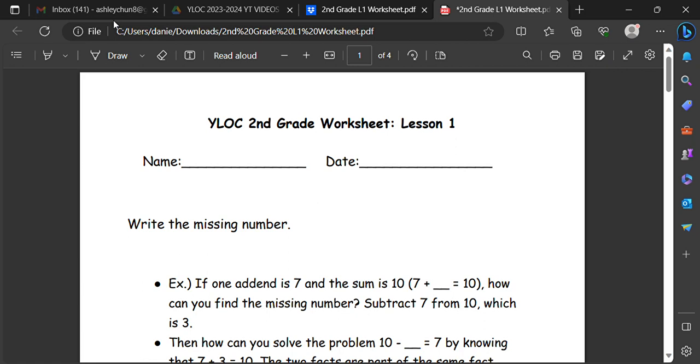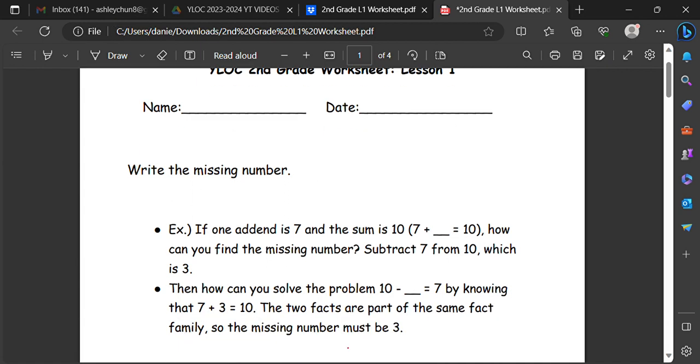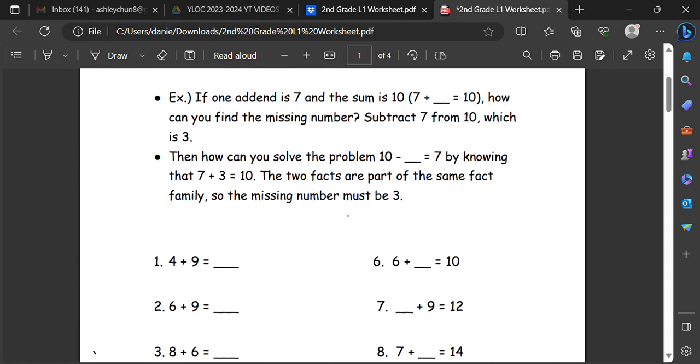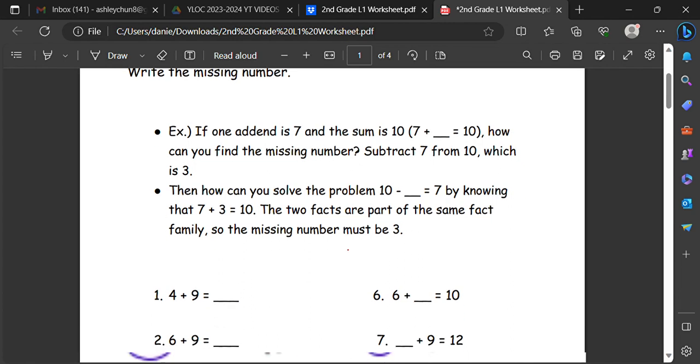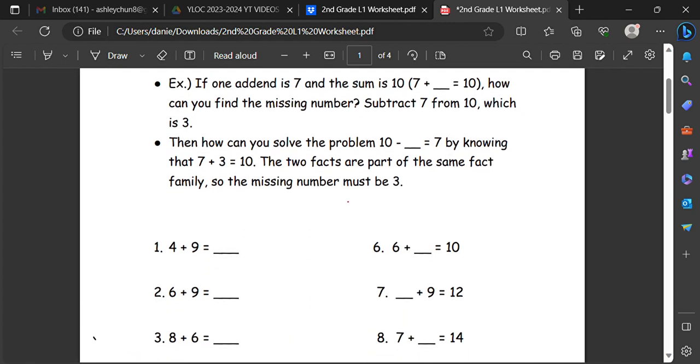Hello everyone. So today we will be doing second grade addition and subtraction. So this is pretty straightforward. Today we're just going to be doing the top questions, so these four. So the first question, 4 plus 9.